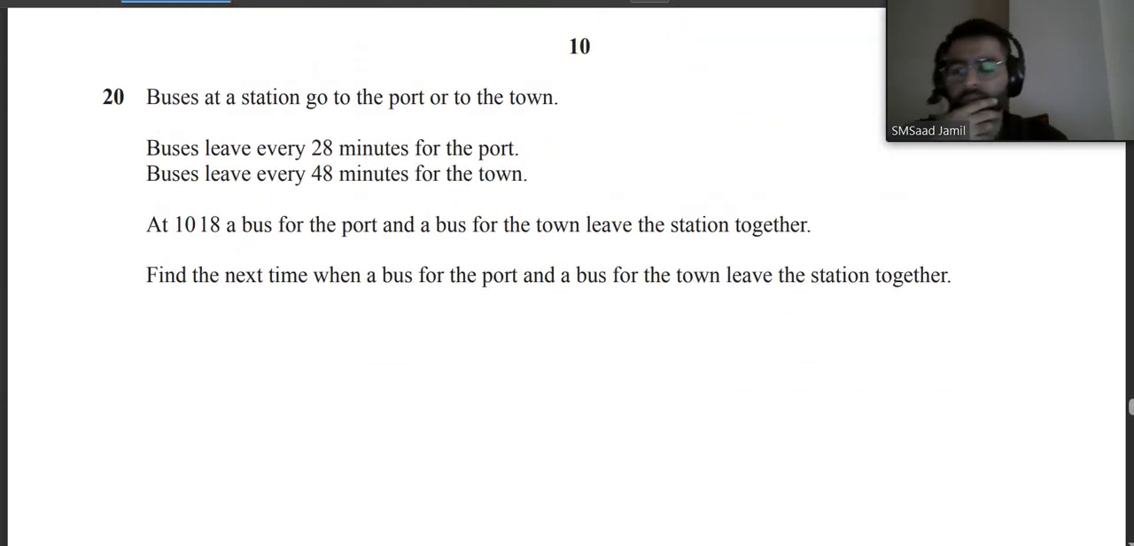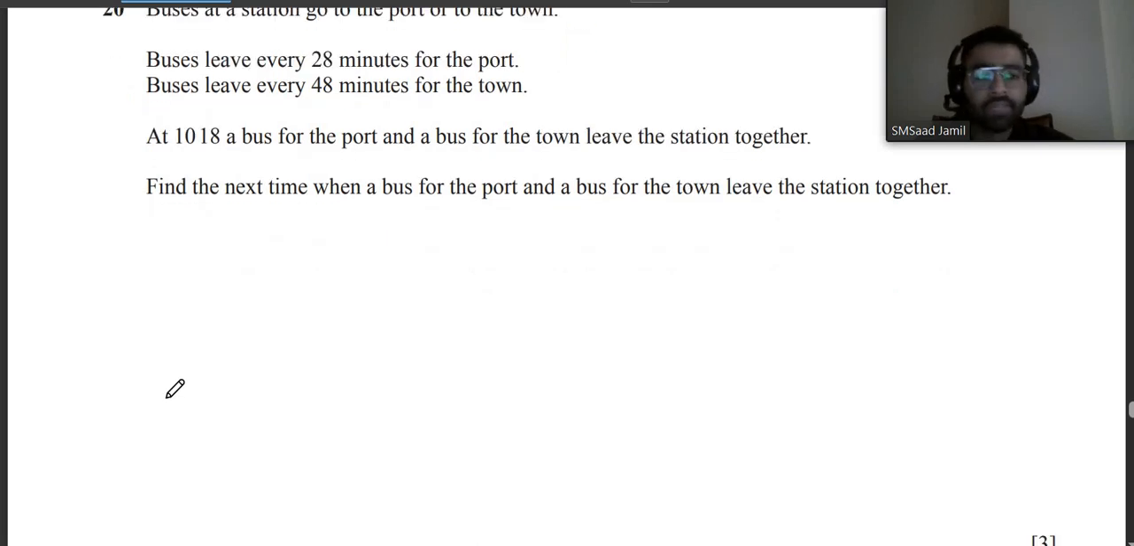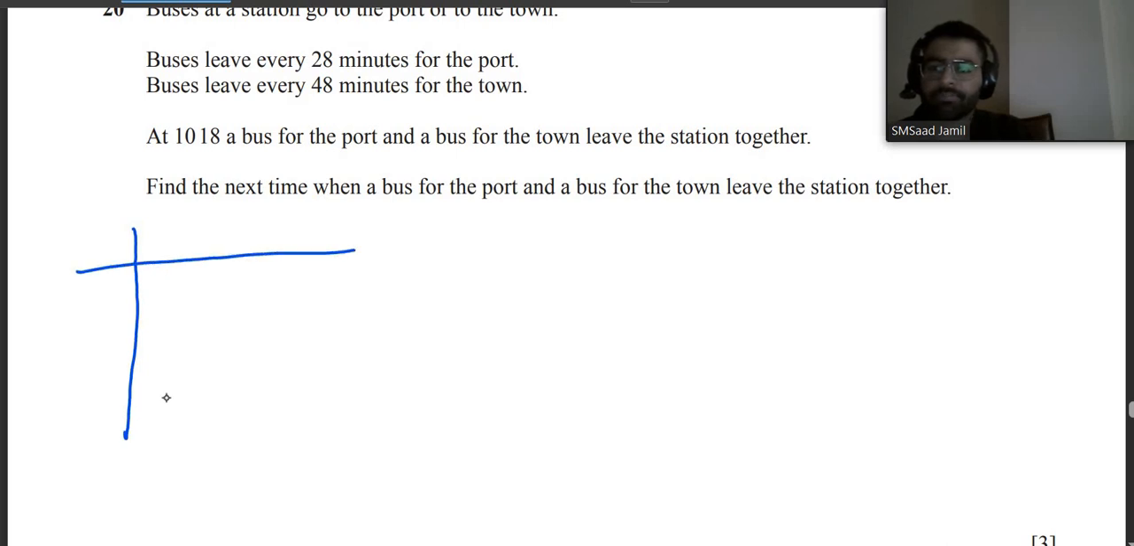Now question 20. In question 20 it says that buses at a station go to the port or to the town. Buses leave every 28 minutes for the port, buses leave every 48 minutes for the town. At 10:18, a bus for the port and a bus for the town leave the station together. Find the next time when a bus for the port and the town leave together. Whenever you have a question like this, just take out the LCM of 28 and 48.